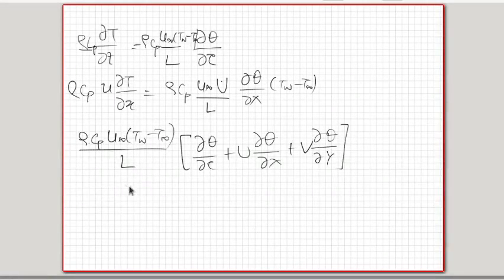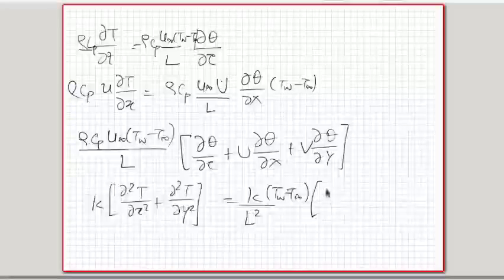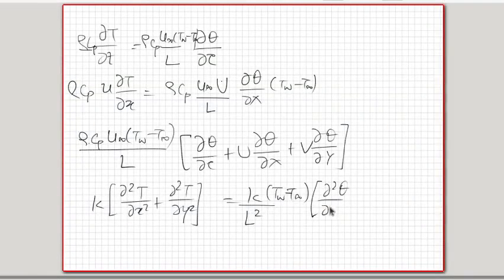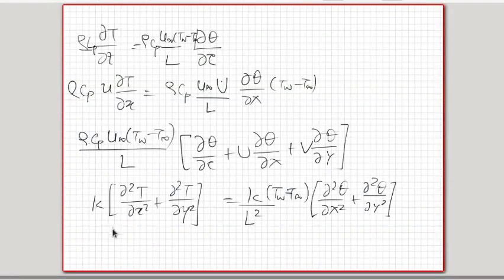And on the right hand side, the first term would be k into del squared t by del x squared plus del squared t by del y squared. Okay, so this would be equal to, now the k would remain the way it is, and by x squared and by y squared will have by L squared here, and there will be a T wall minus T infinity multiplied by del squared theta by del X squared plus del squared theta by del Y squared. Okay, so this is the next term.